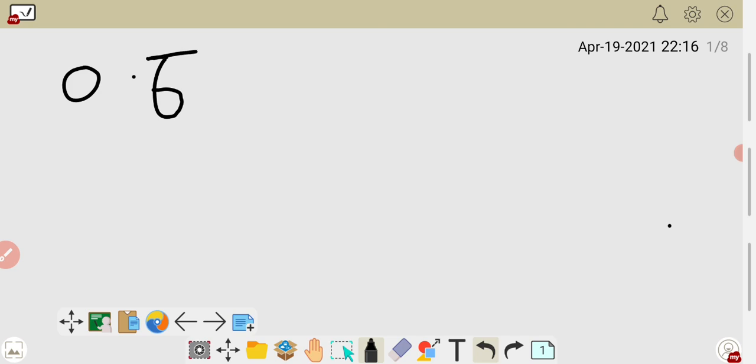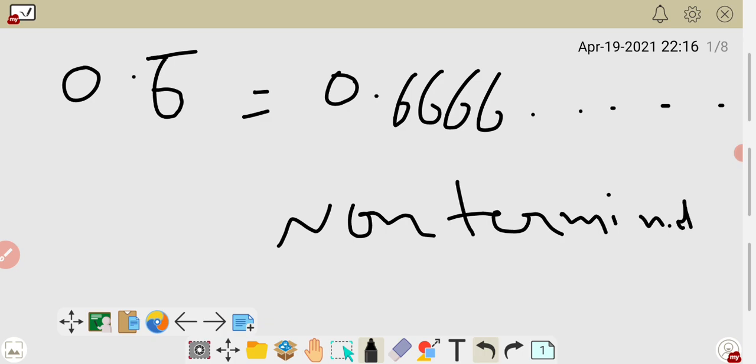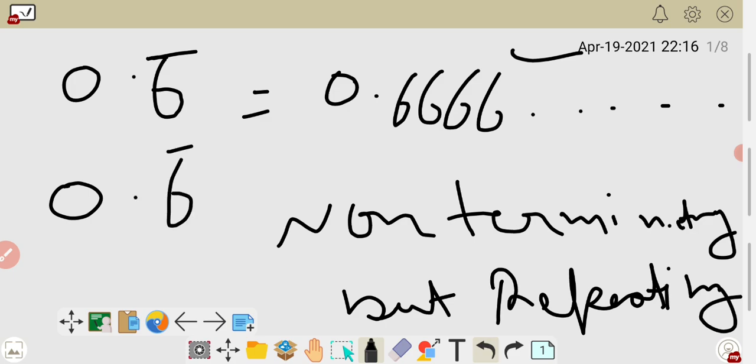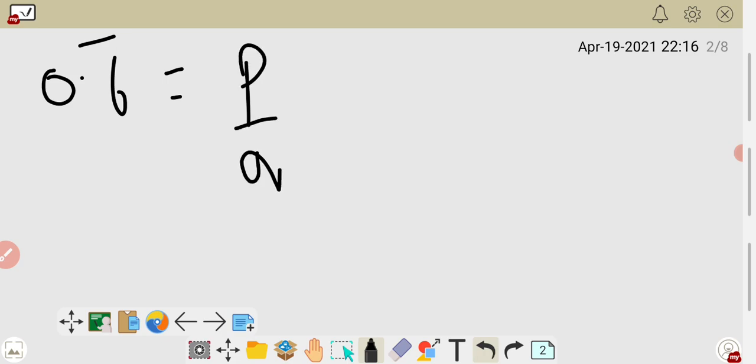0.6 bar, if you want to write it, becomes 0.6666 dot dot dot. So it is non-terminating but repeating decimal. It means that it is a rational number. So the question asks you to write 0.6 bar in the form of P by Q, where P and Q are integers and Q is not equal to 0.